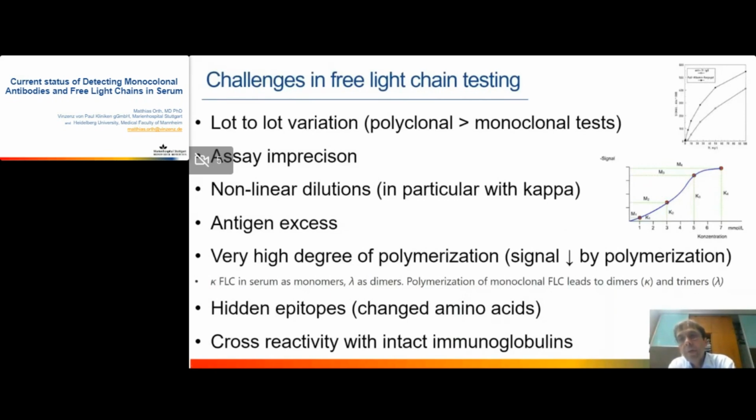We know that we have abnormal proteins, and there might be hidden epitopes and changed amino acids, so that the antibodies we're using might not match the antibodies in a certain patient. And there's still the issue of some cross-reactivity with intact immunoglobulins. Most light chains are bound to intact immunoglobulins, and if we had a cross-reactivity of 1% of the free light chain assay with intact immunoglobulins, this assay would be useless, because it would only show the intact immunoglobulins. So we need a very, very, very low cross-reactivity so that the reagents are useful.